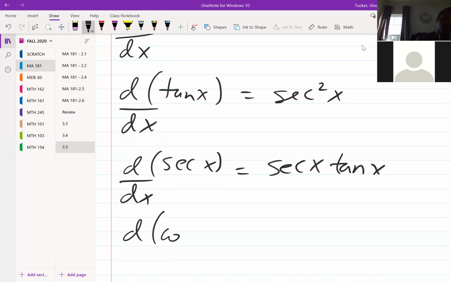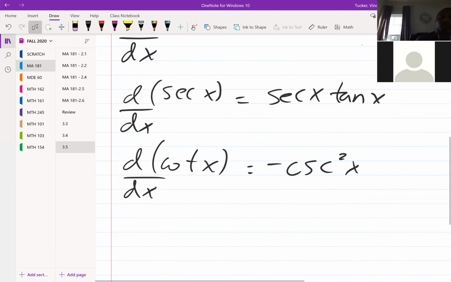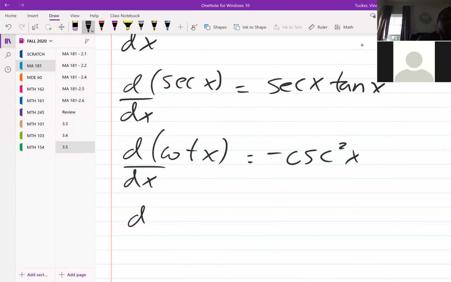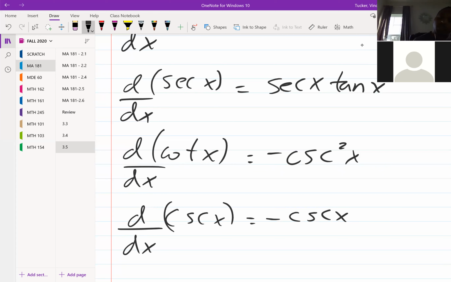The derivative of cotangent is negative cosecant squared. And I'll scroll back up if you need it, just write them all down. Last one, the derivative of cosecant is negative cosecant cotangent.